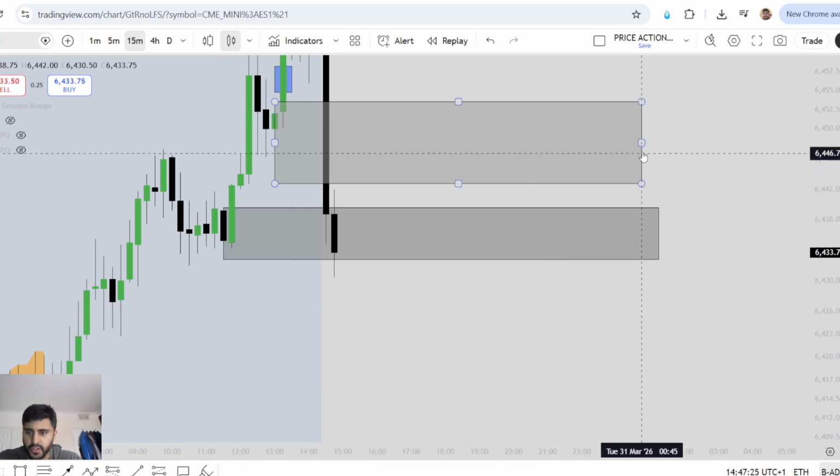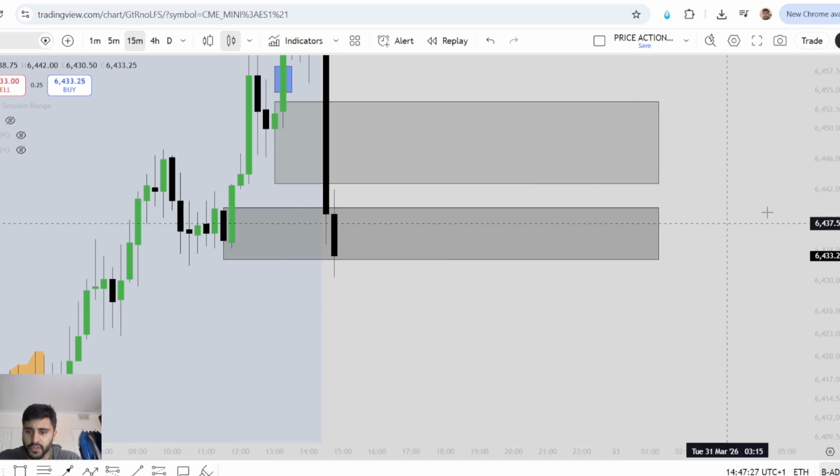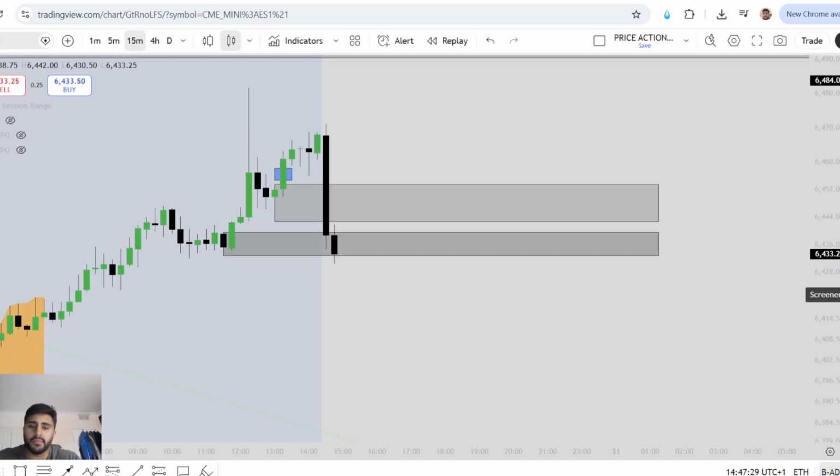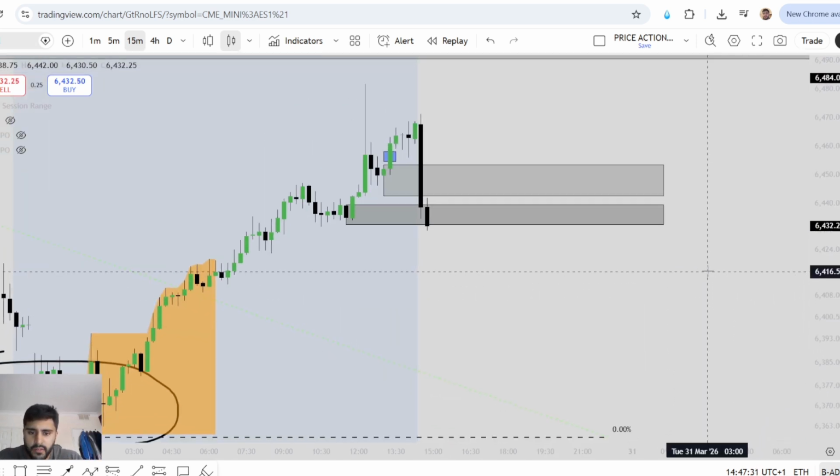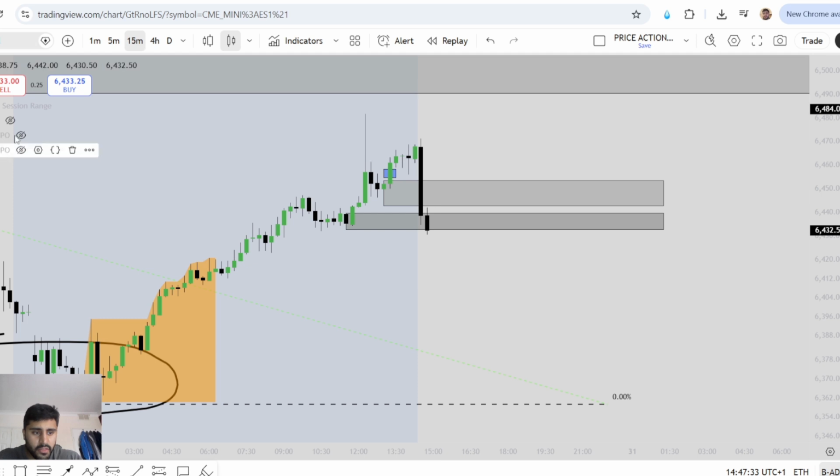Now, how do you know which key level it's going to be? Well, you don't know for sure. That's where the probabilities come in. But from here, I'm just looking at this live. My thought process breaking this down is like this.